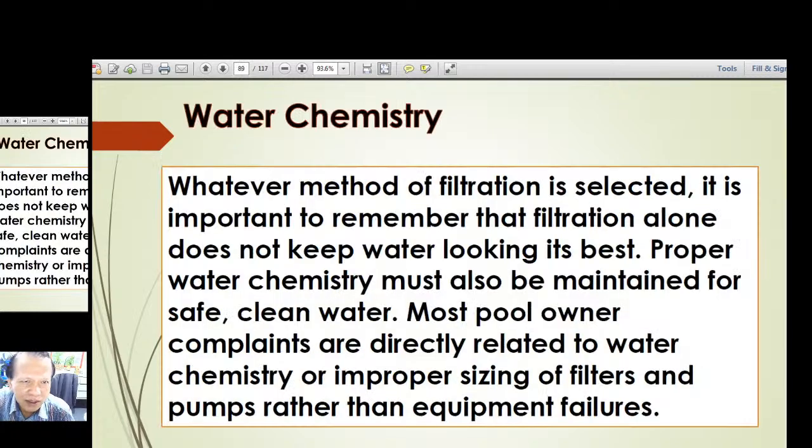Okay, water chemistry. Whatever method of filtration is selected, it is important to remember that filtration alone does not keep water looking at its best. Proper water chemistry must also be maintained for safe, clean water. Most pool owner complaints are directly related to water chemistry or improper sizing of filters and pumps rather than equipment failures.